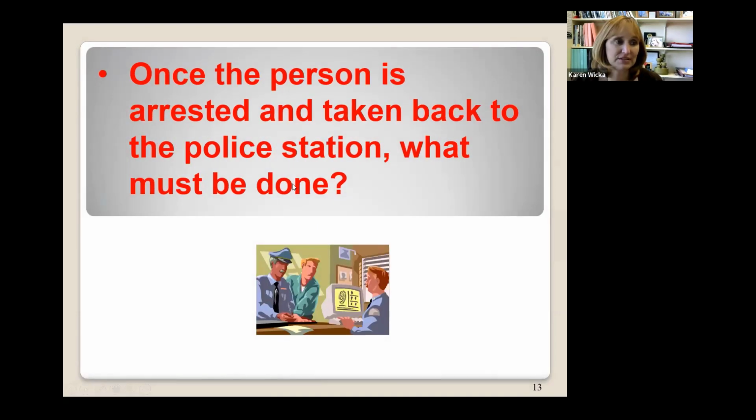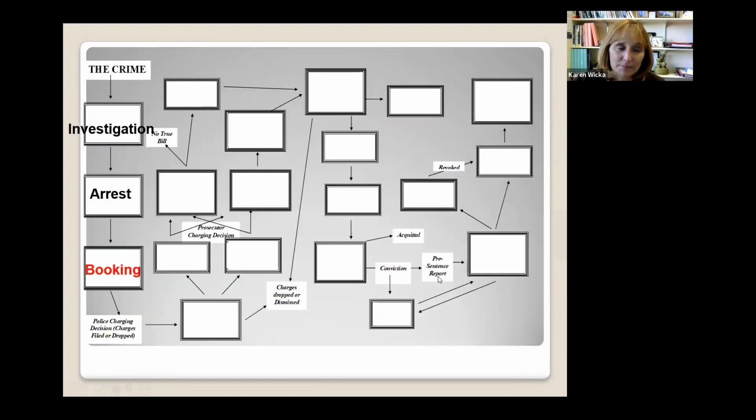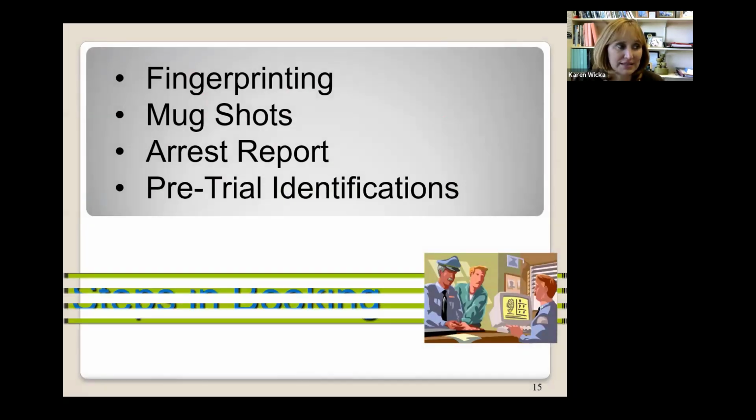Now, once the person is arrested, they have to be taken back to the police station and they have to make an administrative record. What is the process of making that administrative record? That is booking. So we know that we need to create paperwork and keep a track of everything that happens. That occurs during this booking process.